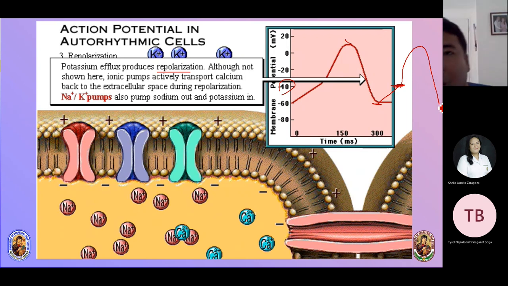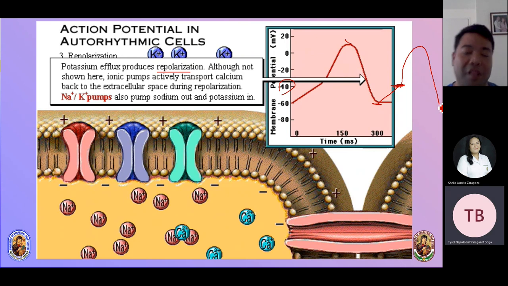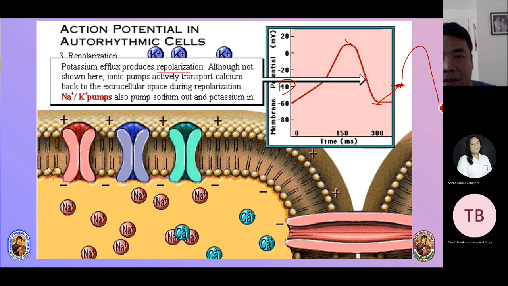Sabi natin, what is the rate of rhythmicity of the SA node? What's the usual rhythmicity rate of the SA node? 60 to 100. 60 to 100 impulses per minute. Okay?